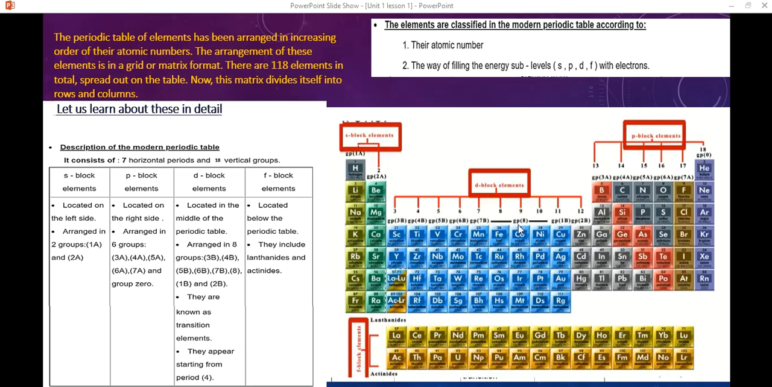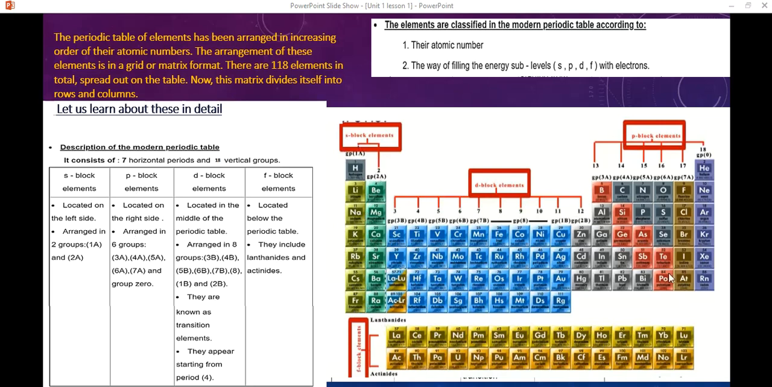S, P, D, F. S with 2 left. What is this? S block elements are located on the left side of the modern periodic table. Arrange it into 2 groups.